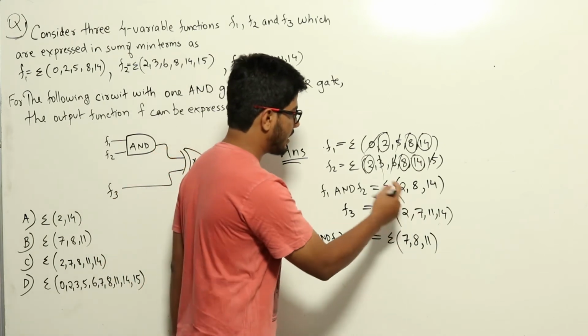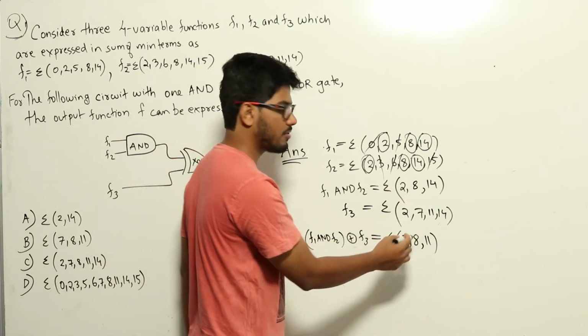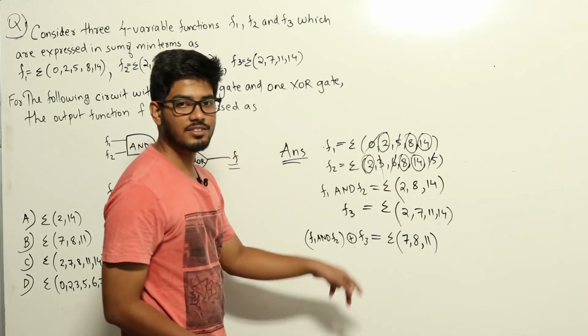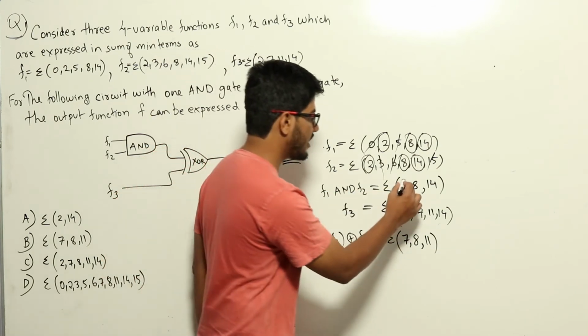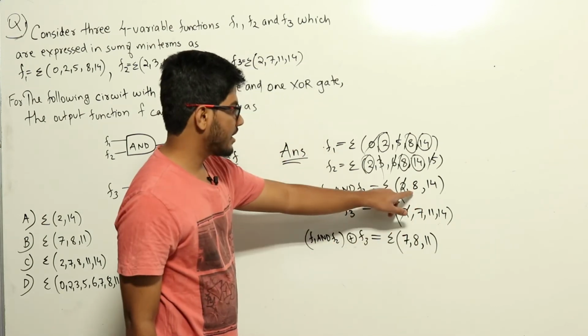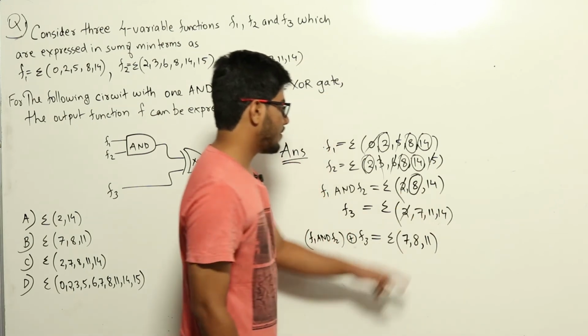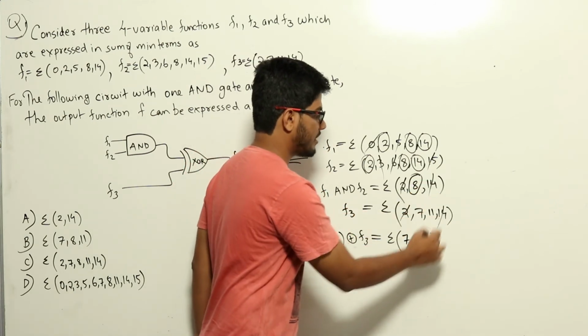So if you take a look here, 2 is there here and 2 is here also, meaning for 2 it will be 1 here and 1 here. So XOR of that, 1 XOR 1, will be 0 only. So 2 we can't take. 8 is there here, 8 is not here, so 8 we can take. 14 is there in both, so we can't take 14.